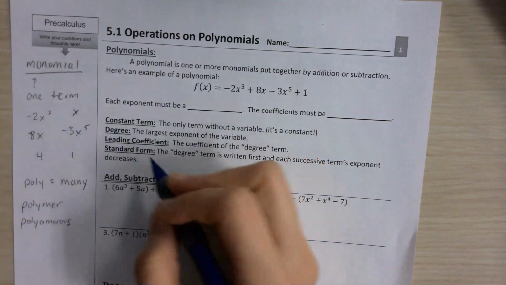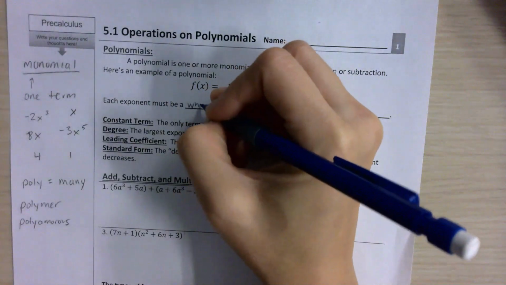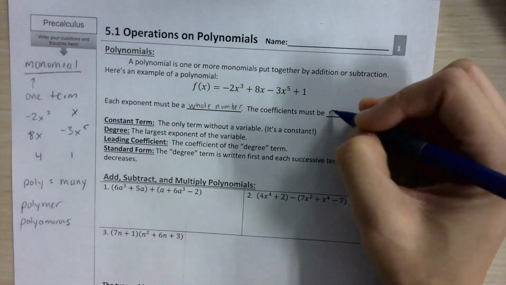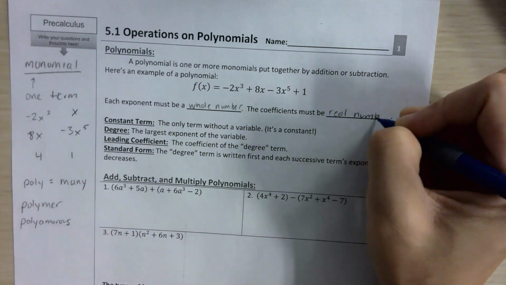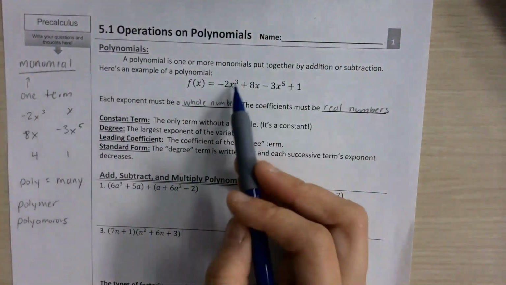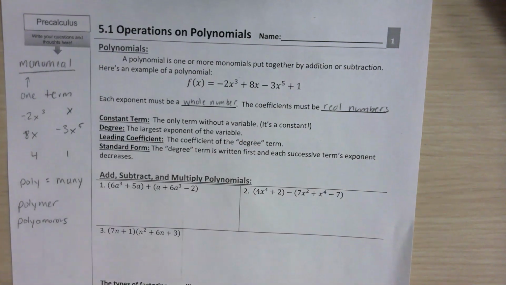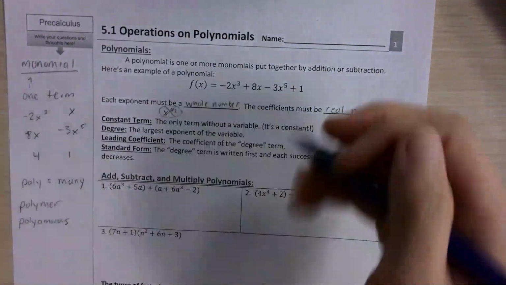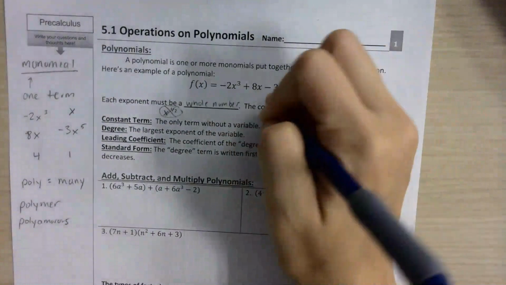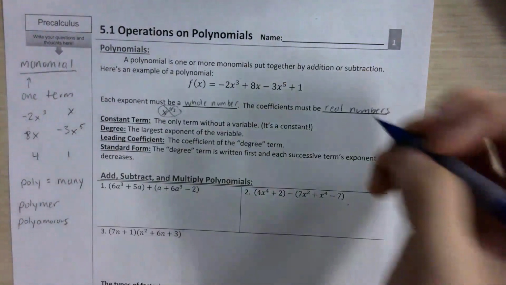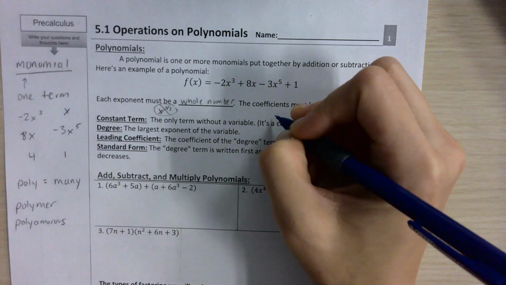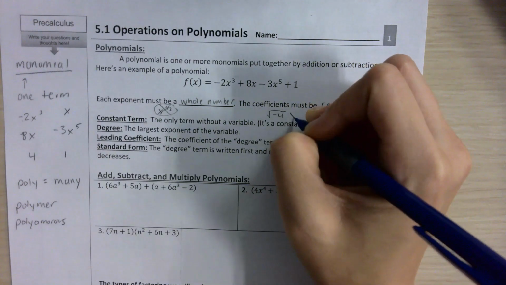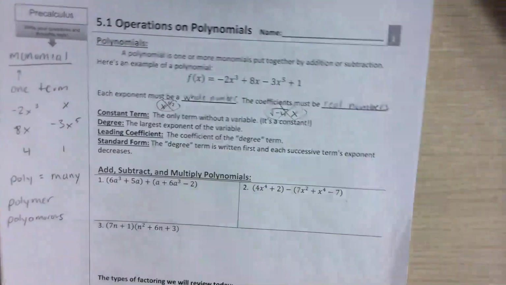Okay, so each exponent must be a whole number. The coefficients must be real numbers. So we can't have x to the power of 1/2, or x to the 7.5 power. And we also can't have a coefficient that is not real, so we can't have the square root of negative 4x, right? It's not allowed. It needs to be a real number.